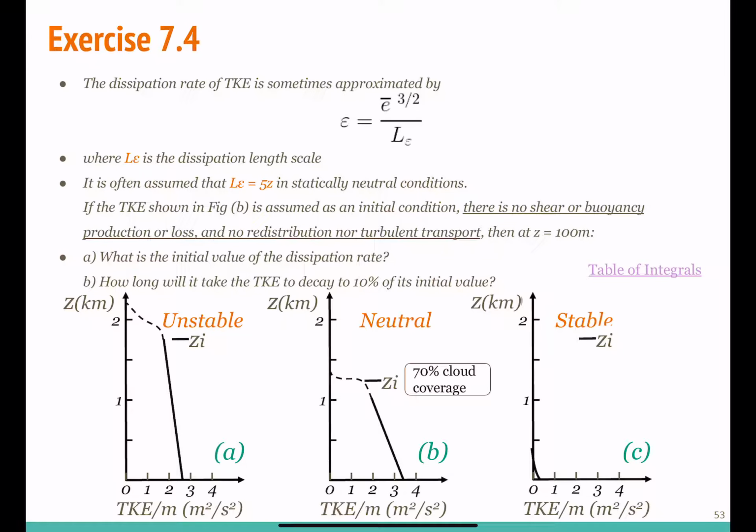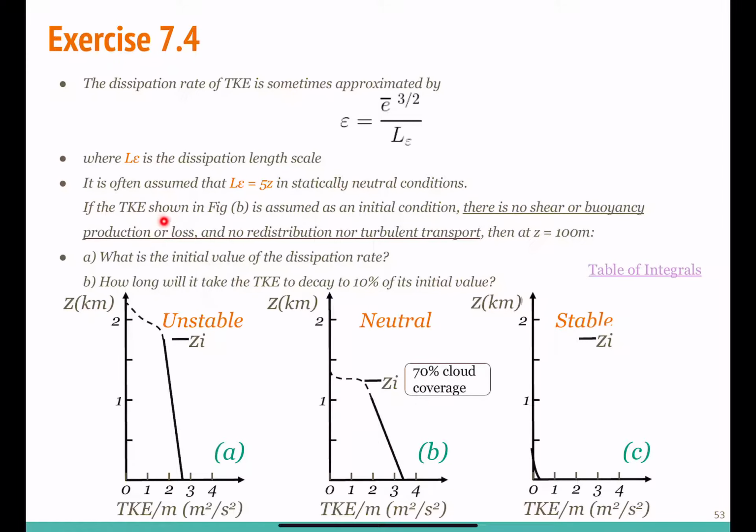Okay, so here is a question asking you about the dissipation of TKE. Let's say the dissipation of the TKE can be expressed in terms of TKE itself, which means that if we have stronger TKE, then we have higher dissipation. And this L is the dissipation length scale, like a reference value. Sometimes we assume that this value can be expressed in terms of the height in neutral conditions. So you might want to focus on the middle graph in here.